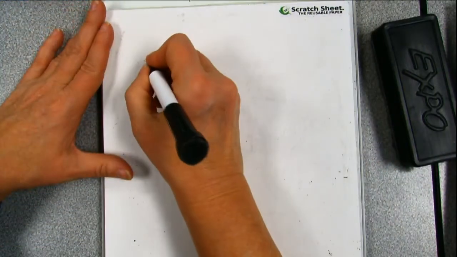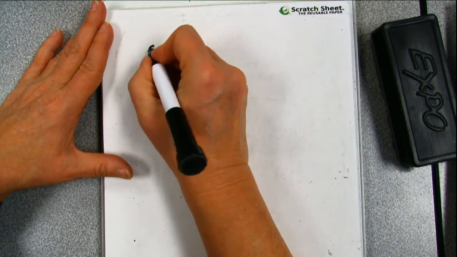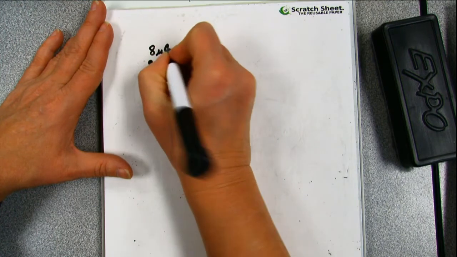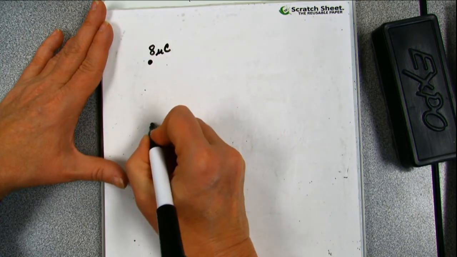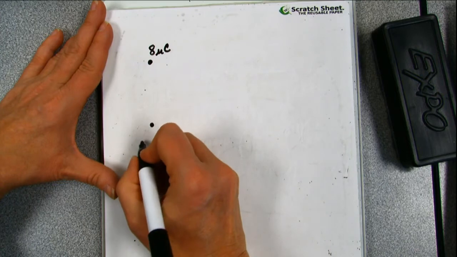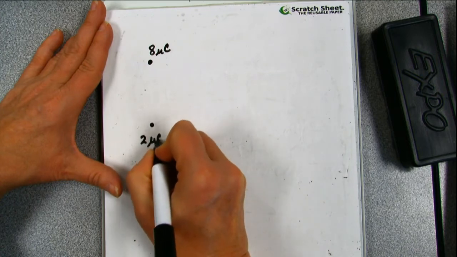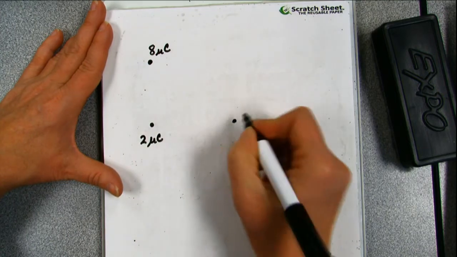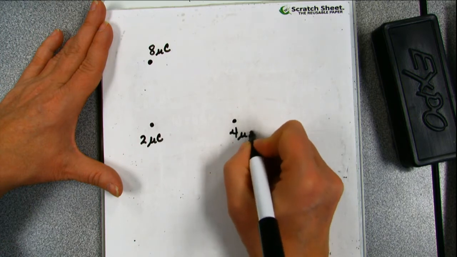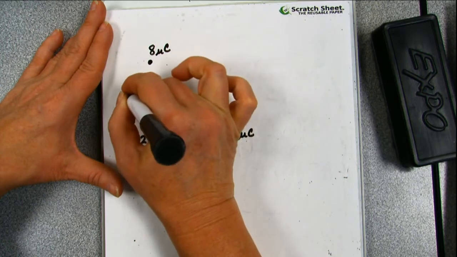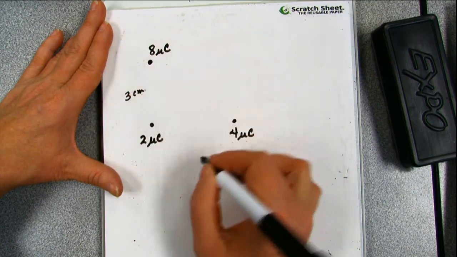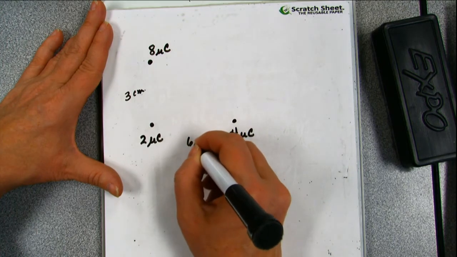I had a charge here, 8 microcoulombs. I have a charge here of 2 microcoulombs. And I have a charge here of 4 microcoulombs. This one is 3 centimeters apart. This one is 6 centimeters apart.